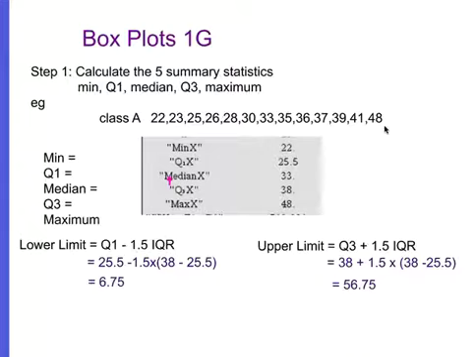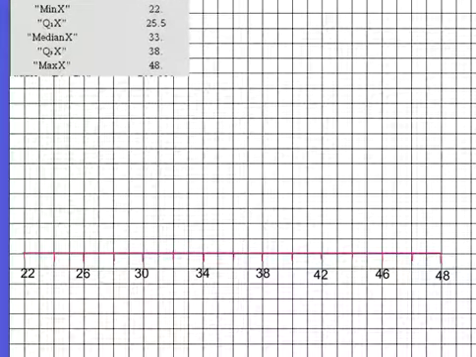Now we need to have a look at actually drawing the box plot. You need to have a grid, or at least draw a line, and on your scale down the bottom you need to have the smallest value. In our case it's 22, and your scale needs to count up in equal amounts. Each line represents 1, so I've got 22, 23, 24, etc. I've gone up to 48 because our maximum value from our calculator is 48. So our scale across the bottom needs to include the smallest value and go up to the largest value.